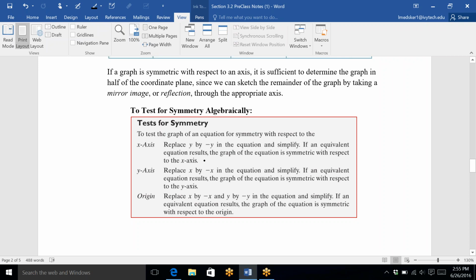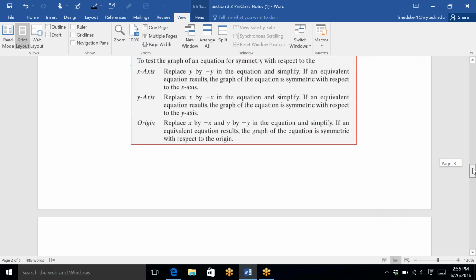So obviously when we say work it out, we're talking about if you cube it, you have to cube the sign, so you have to see if it comes out to the original. And I'll do one of these. So for y-axis symmetry, you need to replace x with negative x and simplify, see if the original equation comes out. And to test for origin symmetry, you replace both x and y with negatives, and then work it out to see if the original comes out.